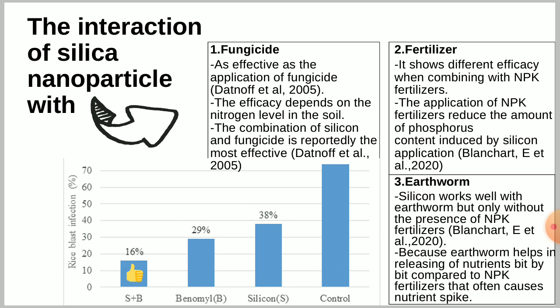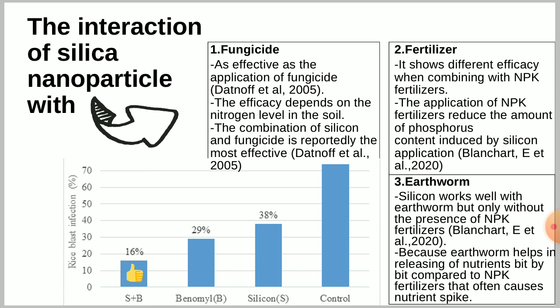Moving on is the interaction of silica nanoparticle with some components of the soil. The first one is the interaction of silica nanoparticle with fungicide. It is reported that silica nanoparticle application alone is as effective as the application of fungicide. However, the efficacy depends on the nitrogen level in the soil.